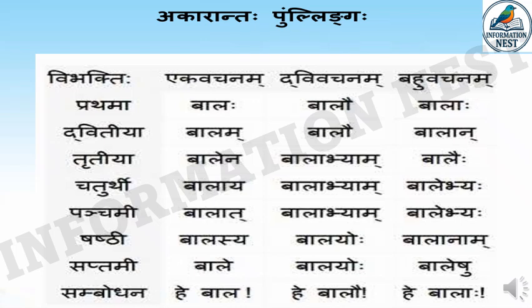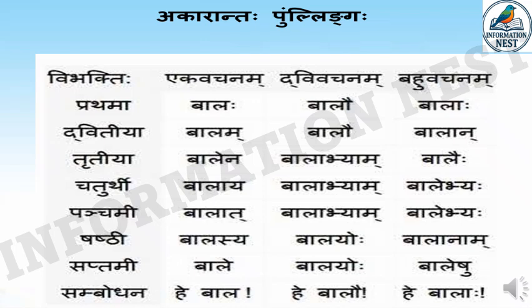Today we are diving into the heart of Sanskrit grammar. Look at the title on your screen. Akarantaha Pullingaha. This simply means masculine words that end with the sound A, like Bala, Rama, or Vriksha. If you master this one table, you unlock the key to thousands of Sanskrit words.